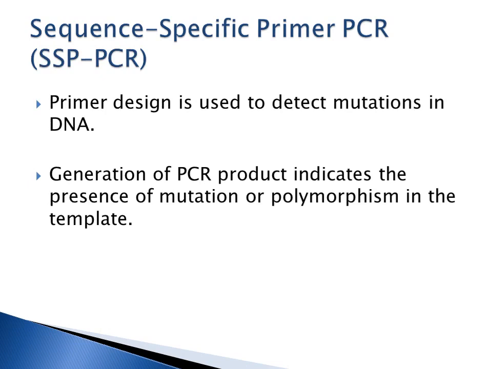So you have to design your primers for this method very specifically. You're designing your primer to detect specific mutations in your DNA. Generation of a PCR product indicates the presence of the mutation or polymorphism in the template. So if you design your primer so that you're going to see a specific mutation, you're only going to get amplification when you have that exact mutation.